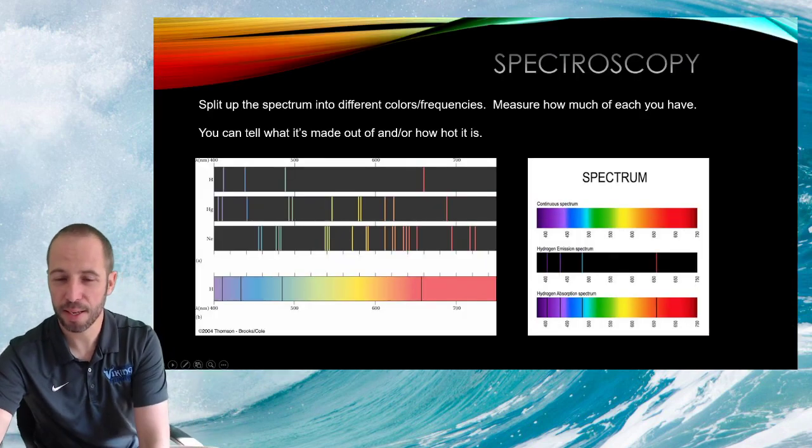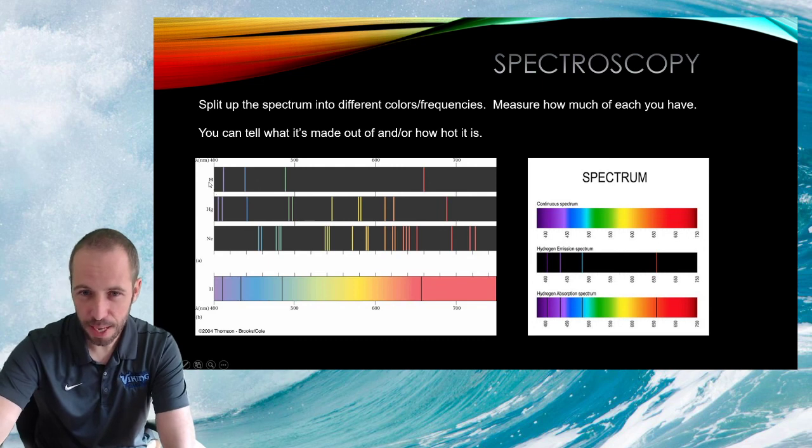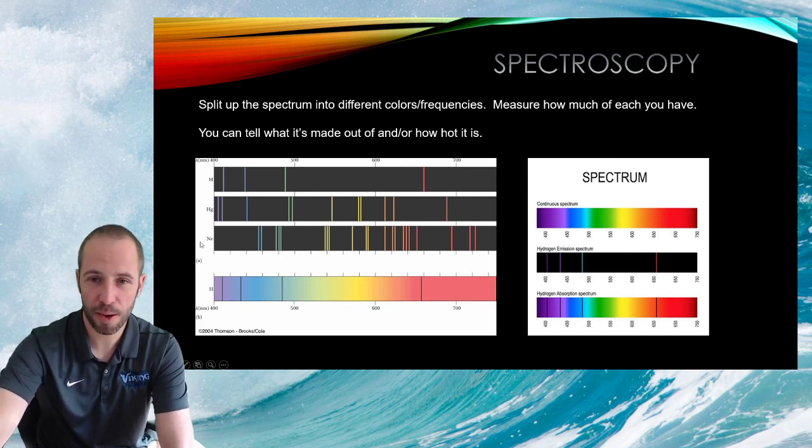There we go. Okay, so here's hydrogen. Real simple color combo for a simple atom. Here's mercury. Here's neon. If you see one of these patterns coming out of an object, you know that object is made out of that element. This is how we identify what things are made out of.